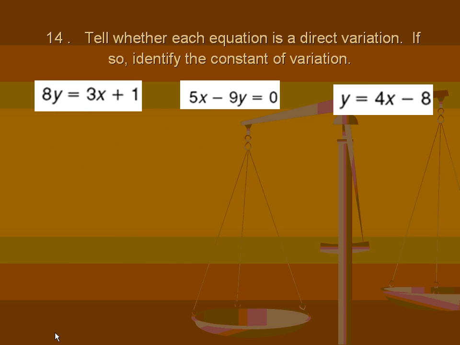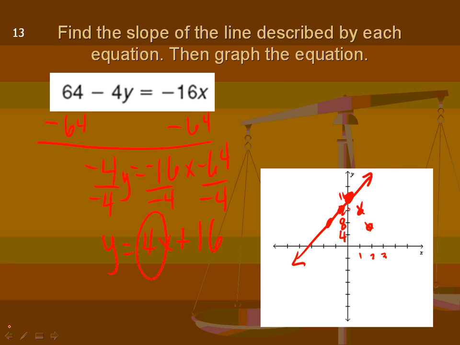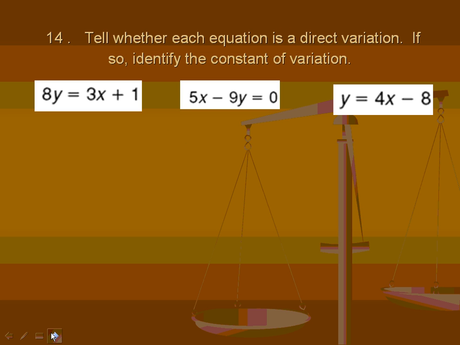Okay, the third one in section 13 we're not going to do. We're going to go on to number 14. I need to tell if it's direct variation. I'm going to do this pretty quickly. Since there's a 1 there, this is not direct variation. It does not pass through 0, 0. Also, it cannot be in the form y equals kx.